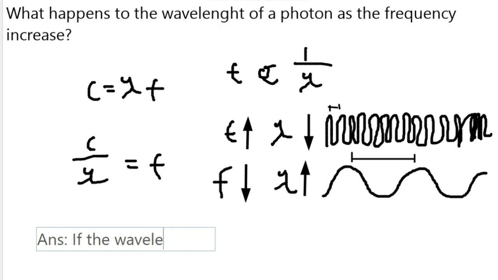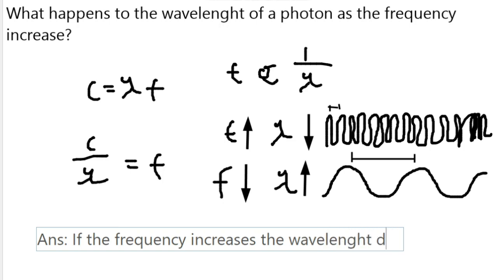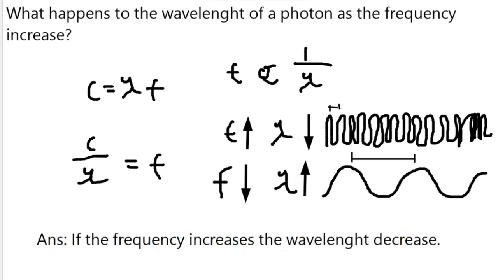So let's just write this up. It's just like writing something on your paper. If the frequency increases, the wavelength decreases. Why is that? Because they are inversely related. And that's it.